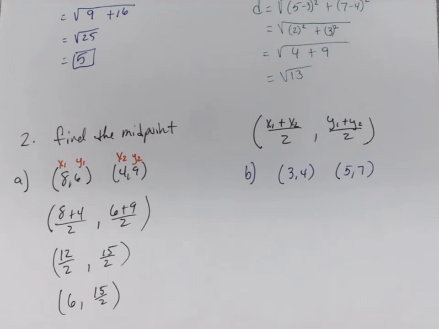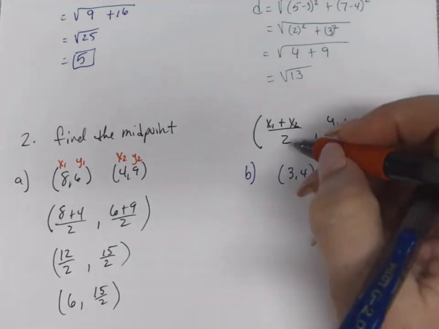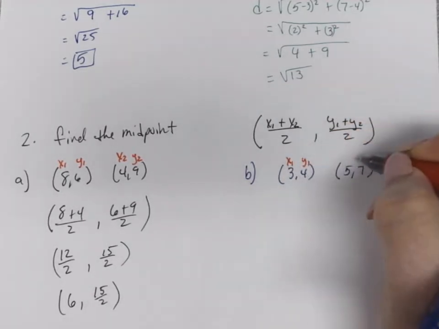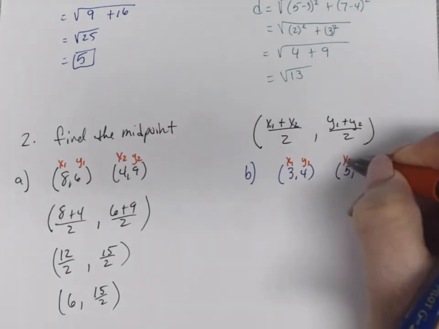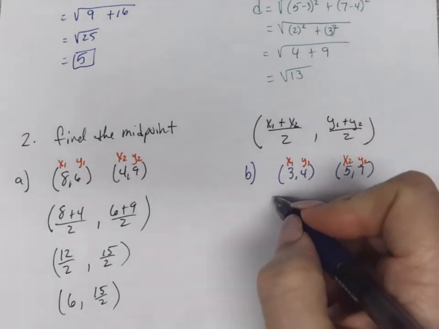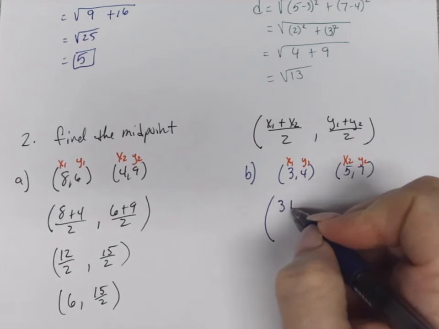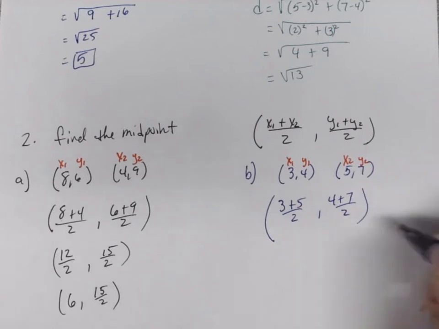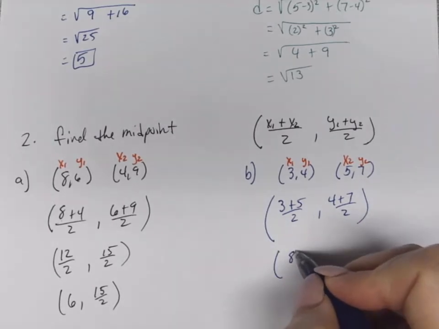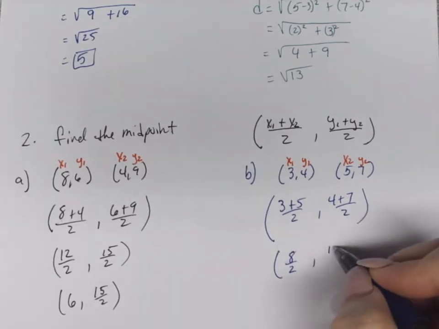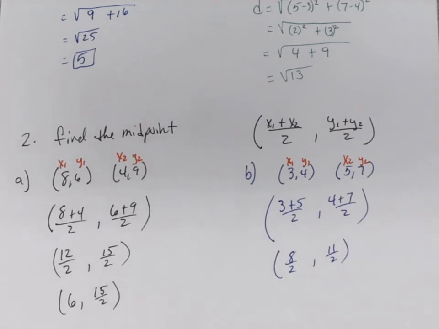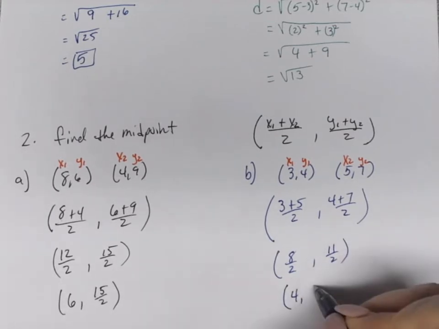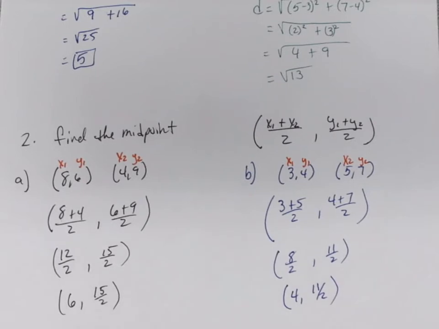Okay, let's do this one. Again, x1, y1, x2, y2. Alrighty, so we have 3 plus 5 divided by 2, and 4 plus 7 divided by 2. 3 plus 5 gets us 8 divided by 2. This will be 11 divided by 2. 8 divided by 2 would be 4, and 11 halves. You won't always have a fraction answer, but sometimes you're going to, and that's okay.